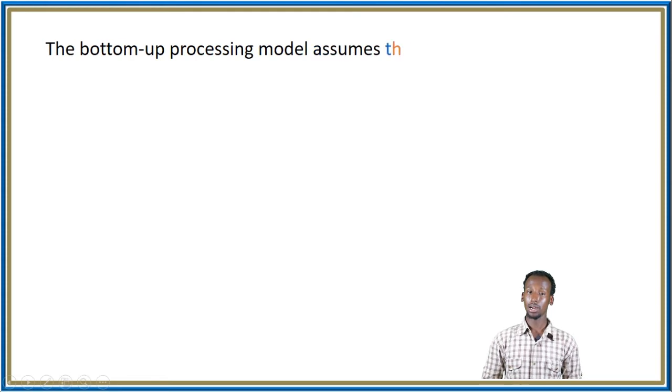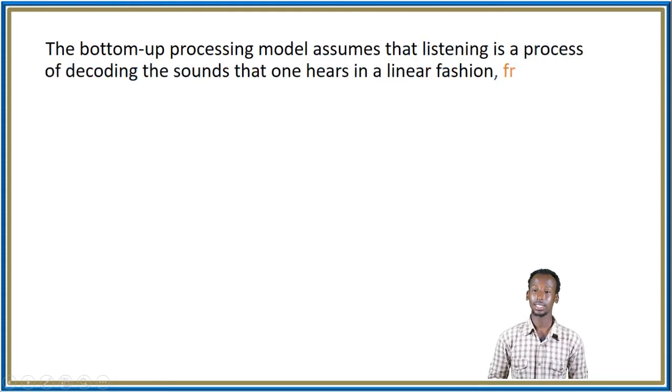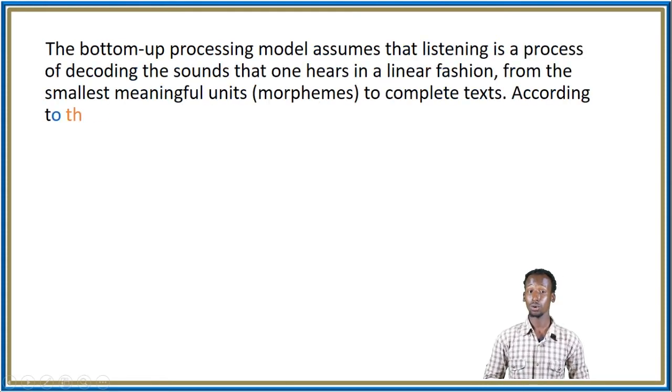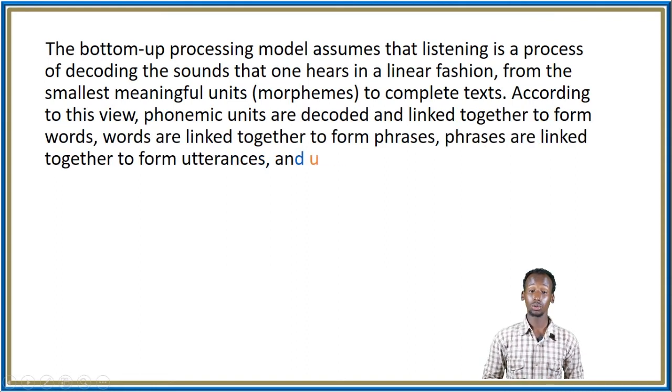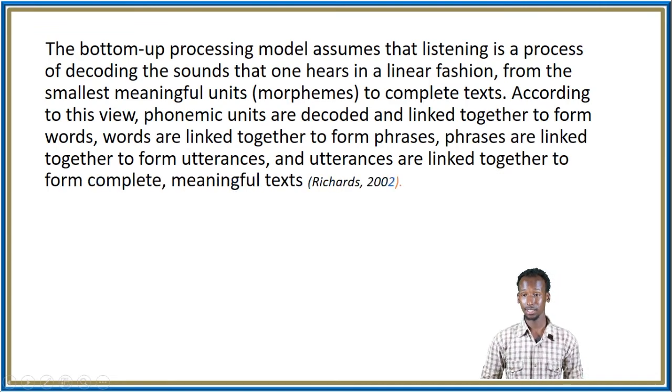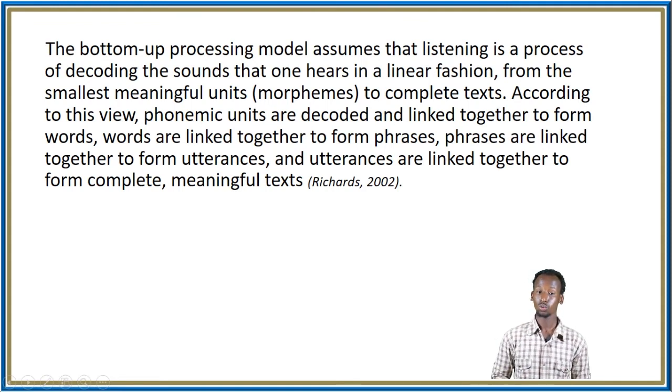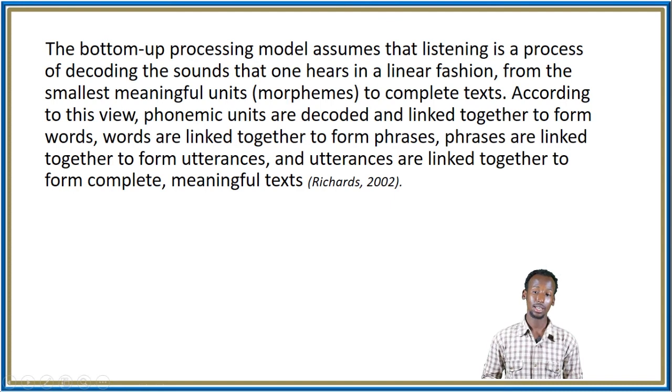The bottom up process model assumes that listening is a process of decoding the sounds that one hears in a linear fashion, from the smallest meaning units, morphemes, to complete text. According to this view, phonetic units are decoded and linked together to form words, words are linked together to form phrases, phrases are linked together to form utterances, and utterances are linked together to create meaningful texts.